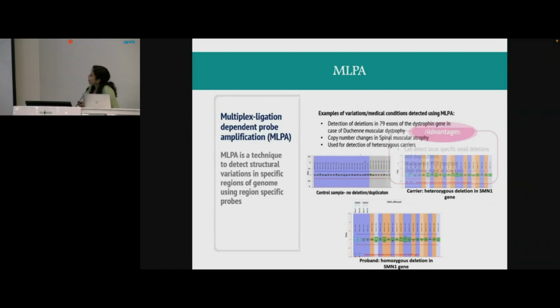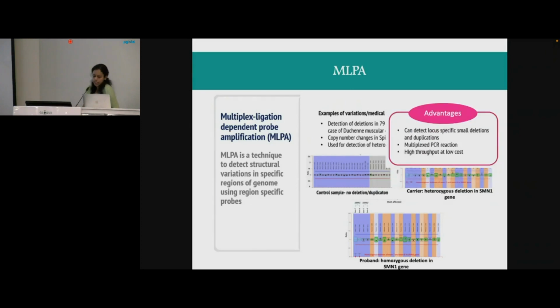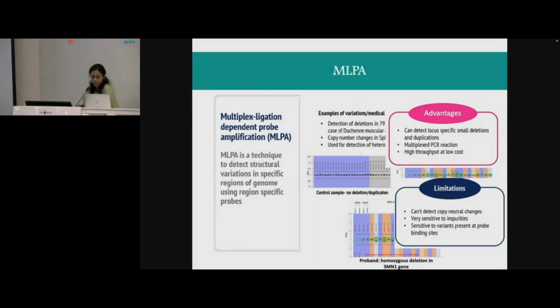The advantage is that you can detect locus-specific small deletions and duplications. It is a multiplex PCR. You can screen 40-50 conditions in one go. It is high throughput and the cost is very low compared to microarray or other higher techniques. The limitation is that it cannot detect LOH or copy neutral changes. It is very sensitive to impurities, and very sensitive to variants present in the probe binding site, so it can sometimes give false results also.